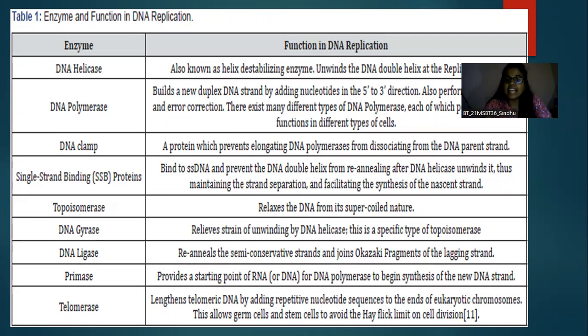Next, you have primase, which provides a starting point of RNA for the DNA polymerase to begin the synthesis of the new DNA strand. Next, we have telomerase, which lengthens the telomeric DNA by adding repetitive nucleotide sequences to the ends of eukaryotic chromosomes mainly. This allows germ cells and stem cells to avoid shortening during cell division.